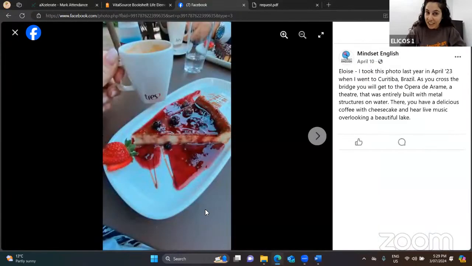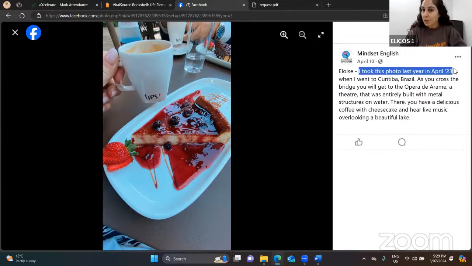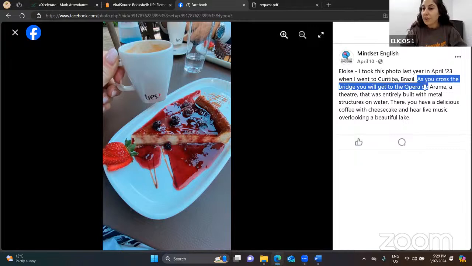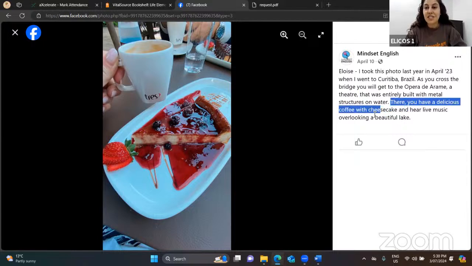So this is Eloise, and she has this picture. Imagine your friend is showing you this picture. This is what Eloise said. I took this photo last year in April 23 when I went to Curitiba, Brazil. As you cross the bridge, you will get to the Opera de Arame, a theater that was entirely built with metal structures on water. There you have a delicious coffee with cheesecake and hear live music overlooking a beautiful lake.